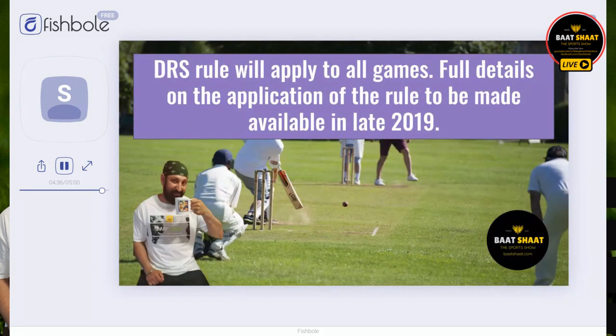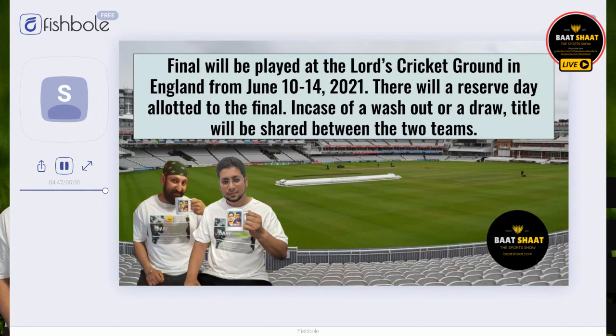Towards the end, the DRS rule was the flavor in the first Ashes series. We saw more DRS decisions than at any other time. That still applies, and more will be available on that. The final will be played at Lord's Cricket Ground in England from June 10 to 14, 2021. There will be a reserve day allotted to the final. In case of a washout or draw, the title will be shared between the two teams.